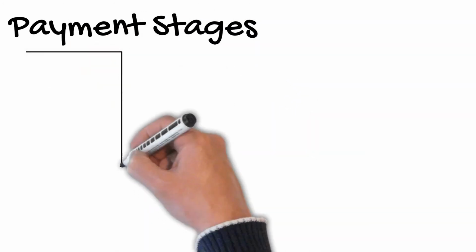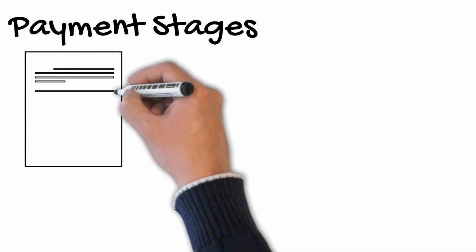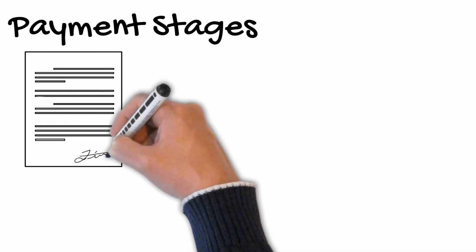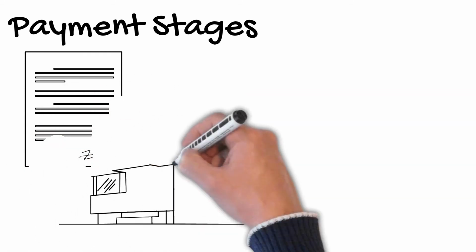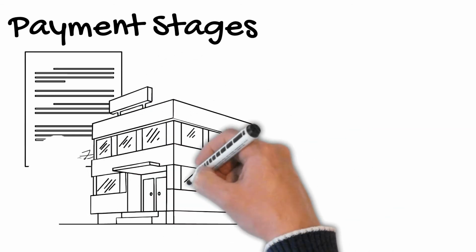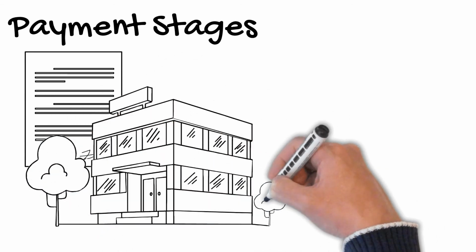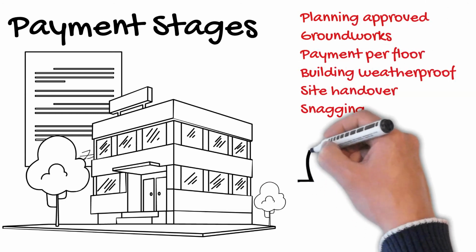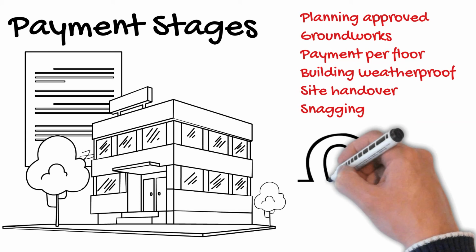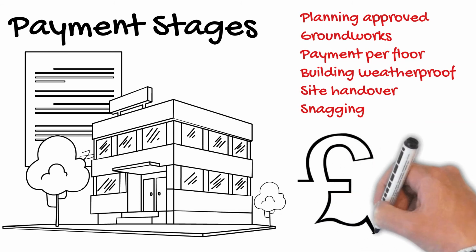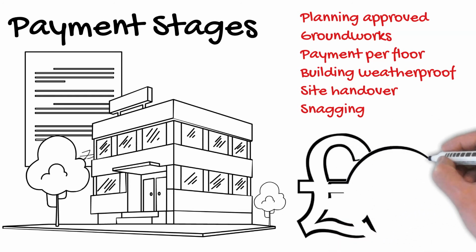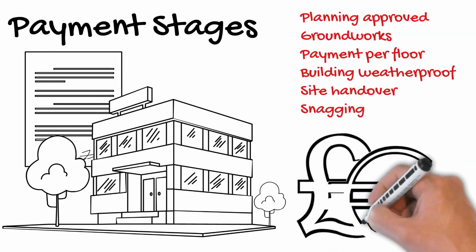The client will control the flow of money to the principal contractor by having a contract in place. Within the contract, there'll be a list of stage payments. At each stage payment, money will be released to the principal contractor to allow them to move on to the next stage. These could be things like planning approved, getting the groundworks complete. On a high-rise block, there may well be a payment per floor completed. Quite common is for when the building's weatherproofed and contractors can move inside.